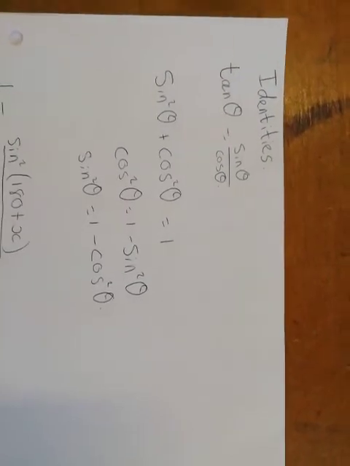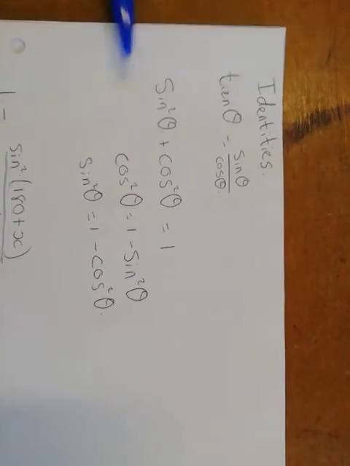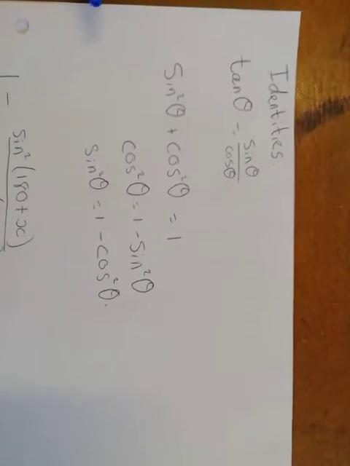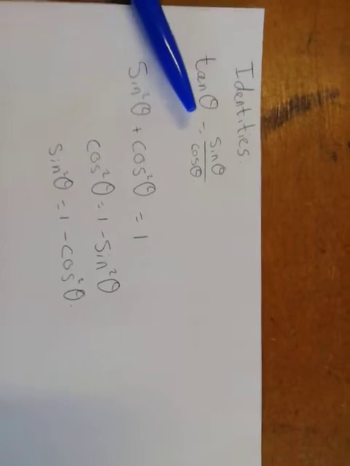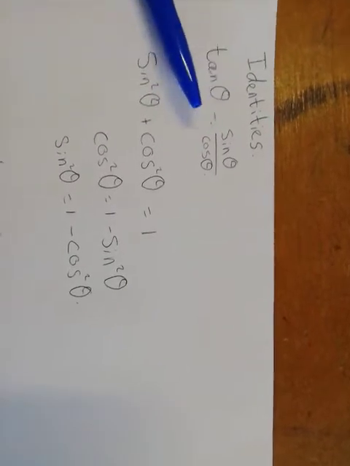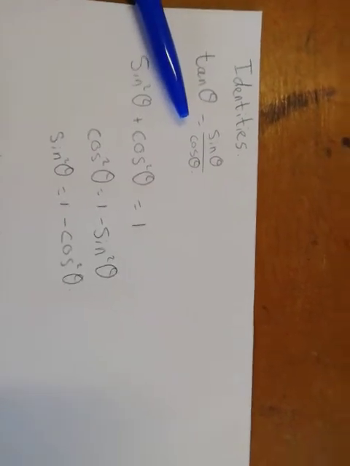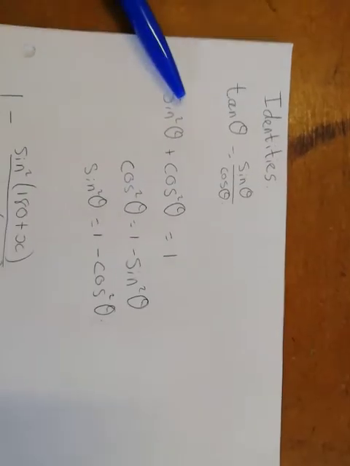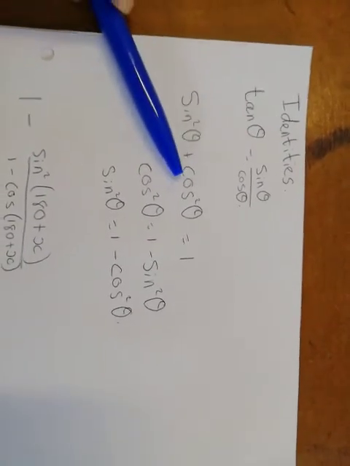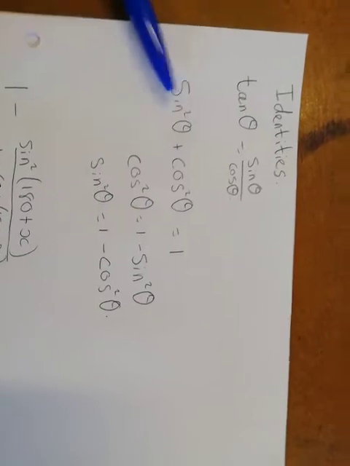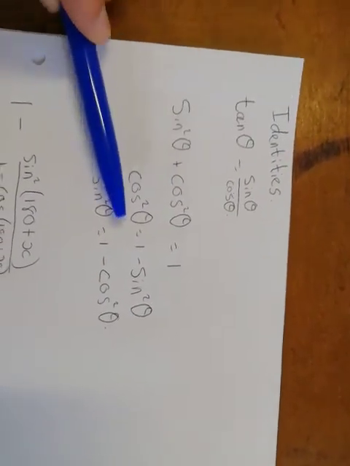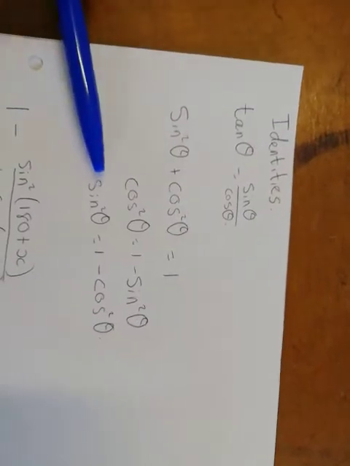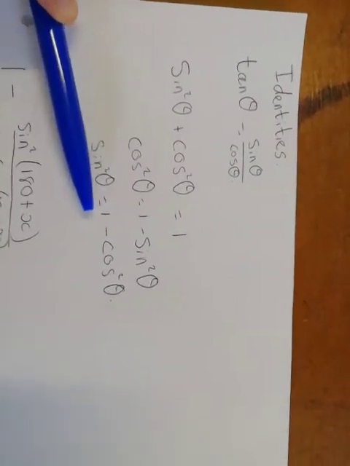With trig identities, there are two identities at this point that you have to know for grade 11. Tan of an angle, you can rewrite as sine over cos. You also have sine squared theta plus cos squared theta is equal to 1, which you can rewrite as cos squared is equal to 1 minus sine squared, and sine squared is 1 minus cos squared.